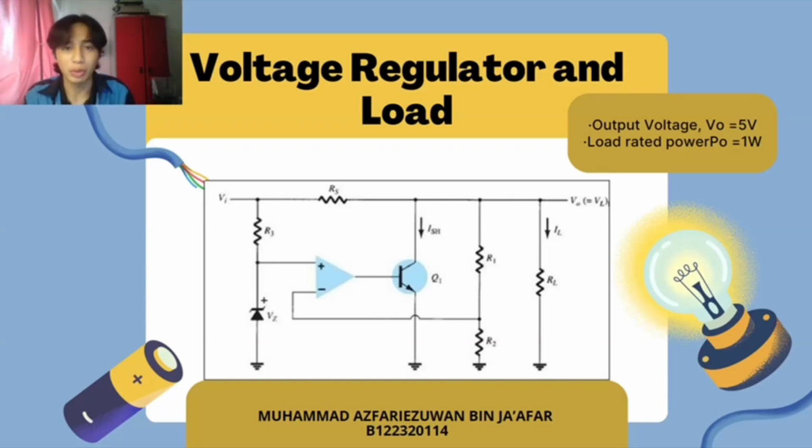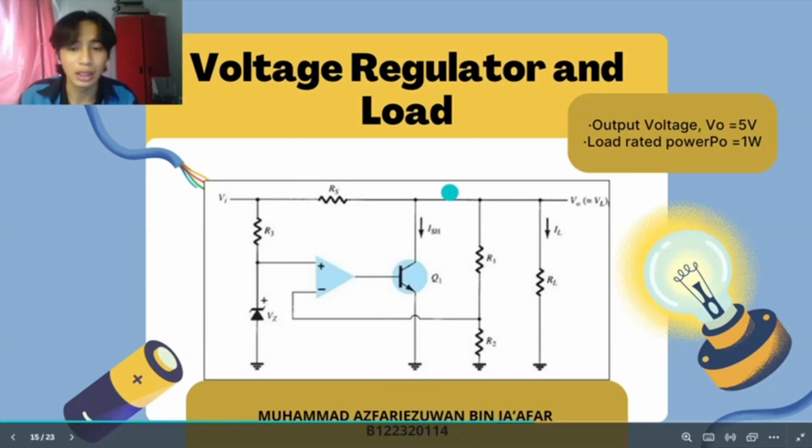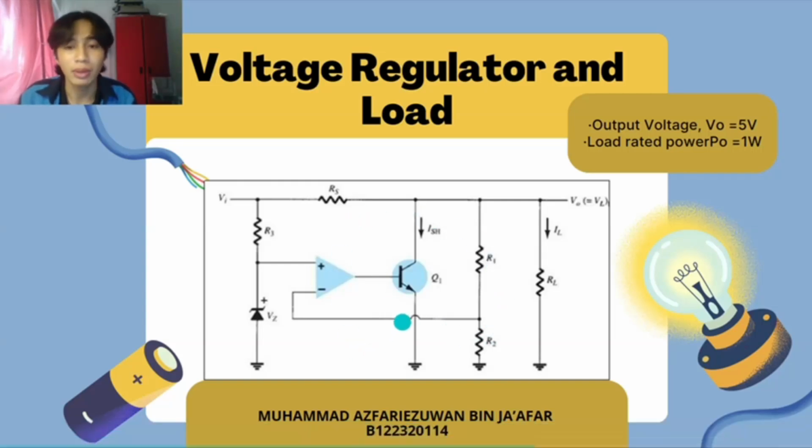So I'm going to present about the voltage regulator and load. As you can see, this circuit is a voltage regulator using an op-amp shunt, where the output voltage is 5 volts and the load rated power is 1 watt. So we are going to the next slide.